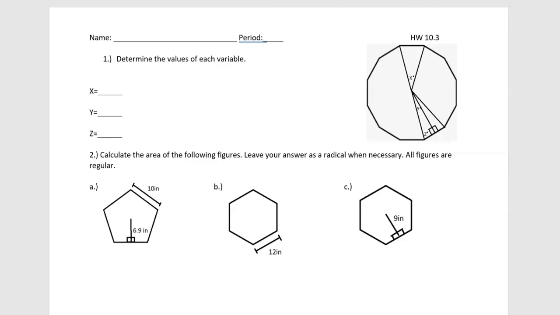All right, I wanted you guys to be able to get some feedback on how you did on this homework, even though I'm gone. So this first one, we talked about how this angle right here, angle X, is a central angle. All of the central angles together get you 360.